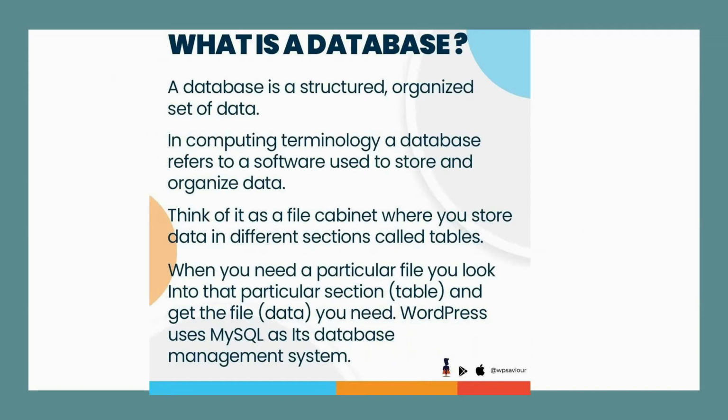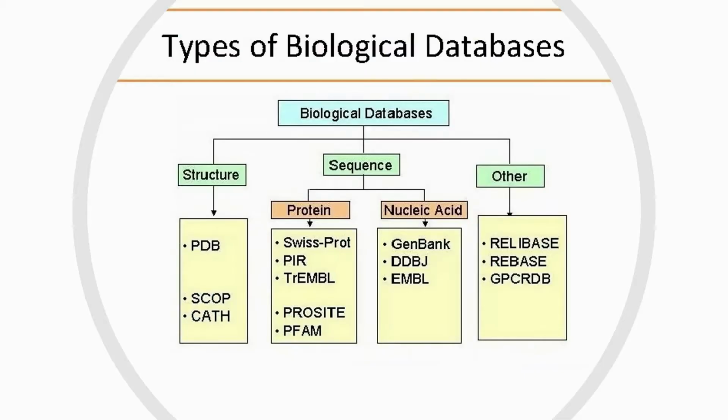So you can think of it as a file cabinet where you store data in different sections called tables. Whenever you want to look at particular data, all you have to do is write the keyword through which you can reach that data. I have done a separate video on the unique identifiers, which are also called accession numbers. Please check that out. If I want to access any DNA or protein sequence of my choice, and I remember its accession number, I can directly write it in the respective database and land on my sequence.